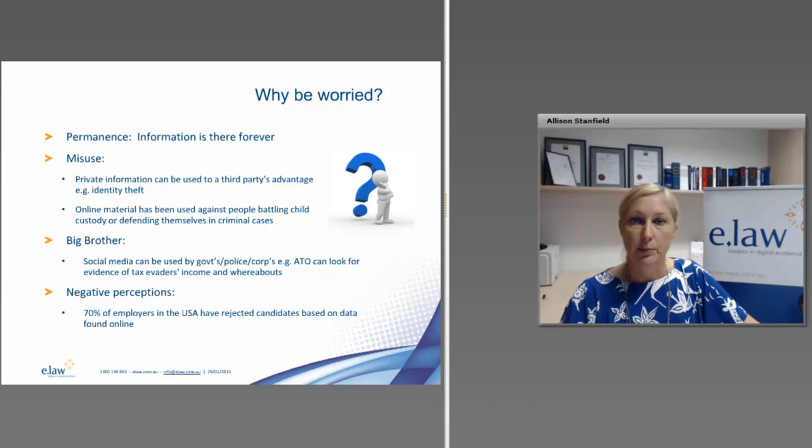So why be worried? I think everyone's been worried about teenagers who put their photos on Facebook. The information is there forever. The information can be misused. So private information can be used for someone else's advantage, say identity theft. It can be used against people in all sorts of things, such as child custody, defending themselves in a case.